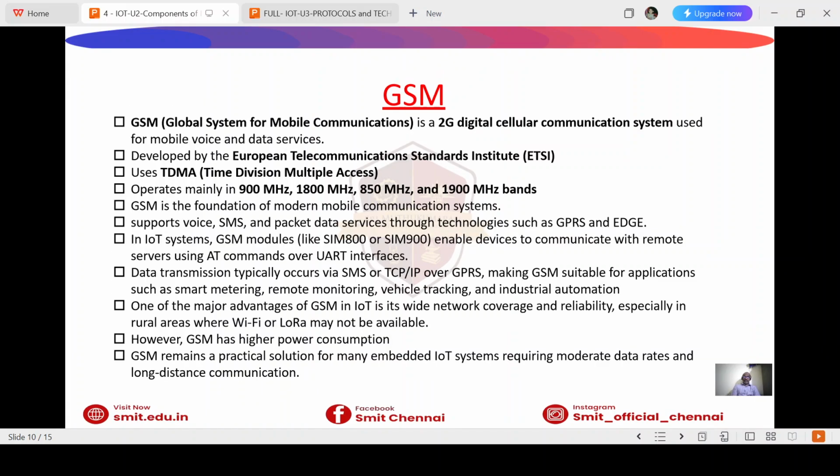Next we are going to talk about the GSM module. What is GSM? Global System for Mobile Communication.